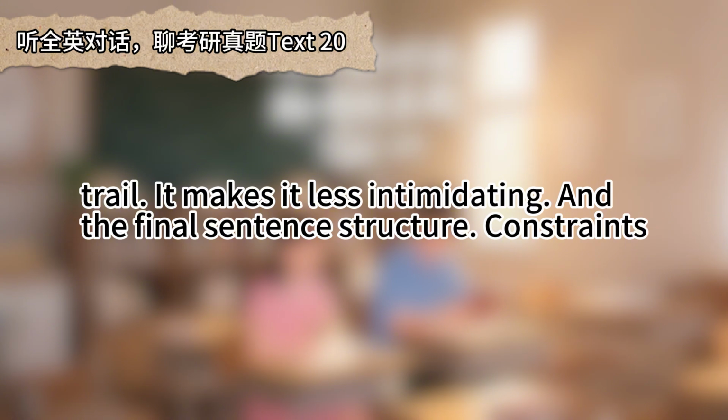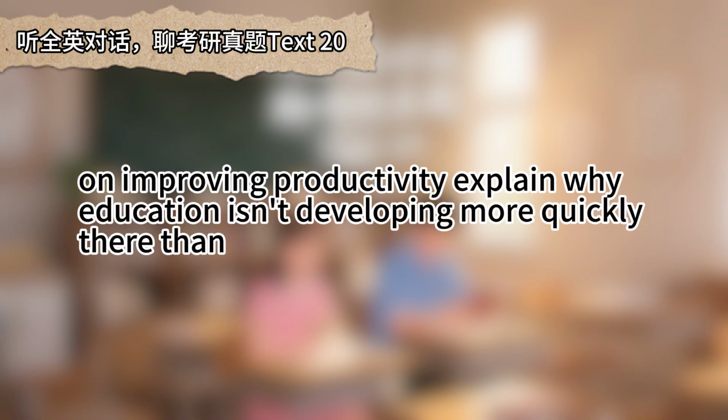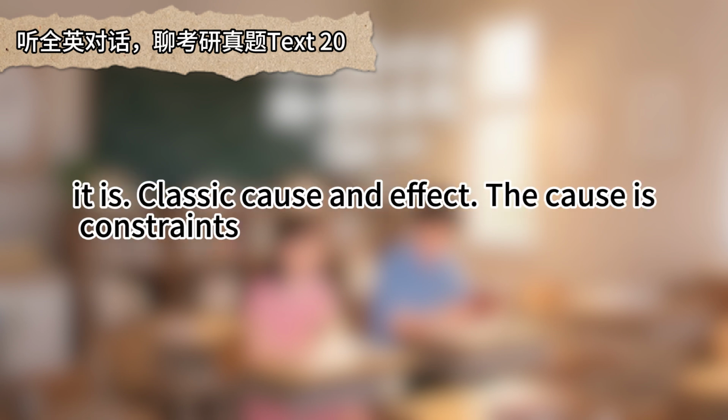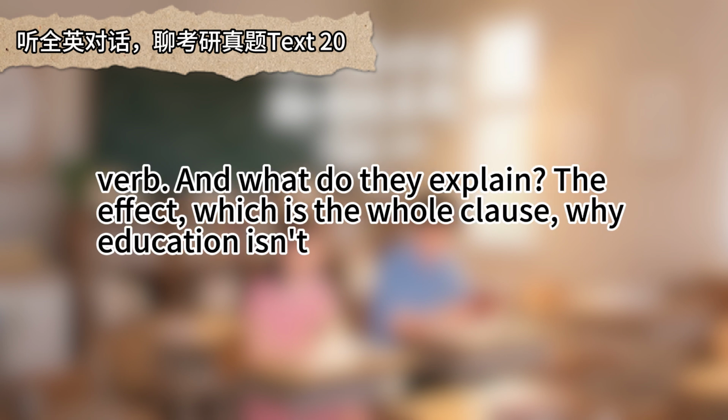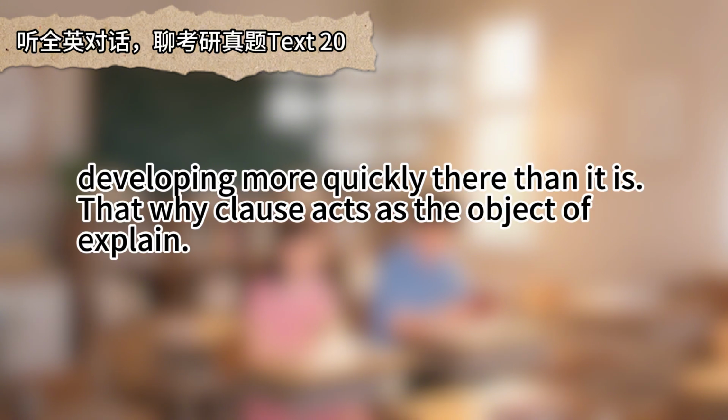And the final sentence structure. On the contrary, constraints on improving productivity explain why education isn't developing more quickly there than it is. Classic cause and effect. The cause is constraints on improving productivity. That's the subject doing the action. The action is explain, the verb. And what do they explain? The effect, which is the whole clause, why education isn't developing more quickly there than it is. That why clause acts as the object of explain.